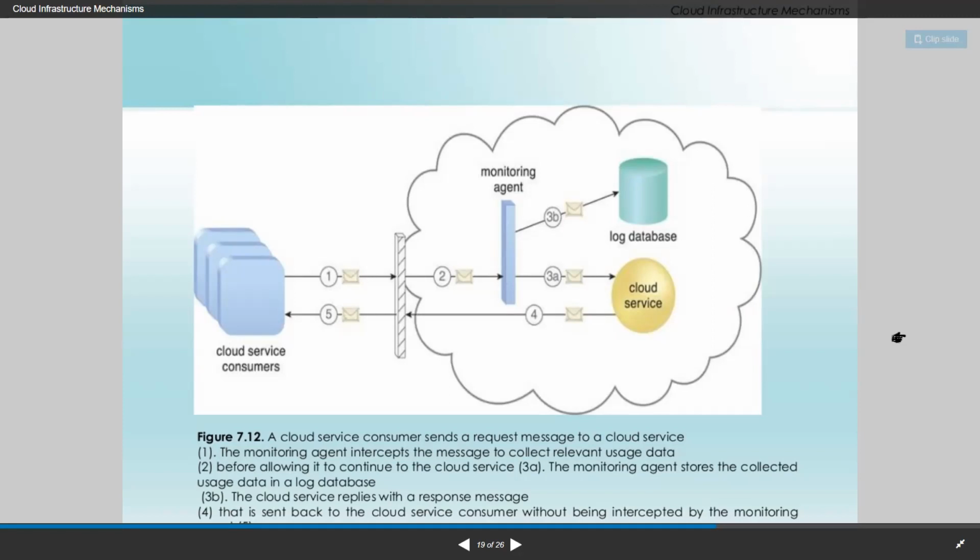3B is where the cloud service replies with a response message which tells you that all acknowledgements have been saved in the database successfully, according to the usage record and whatever services you have used so far. Next, 4, the data is sent back to the cloud service consumer, and it is monitored by your monitoring agent. And the last is the acknowledgement that all the services have been recorded.